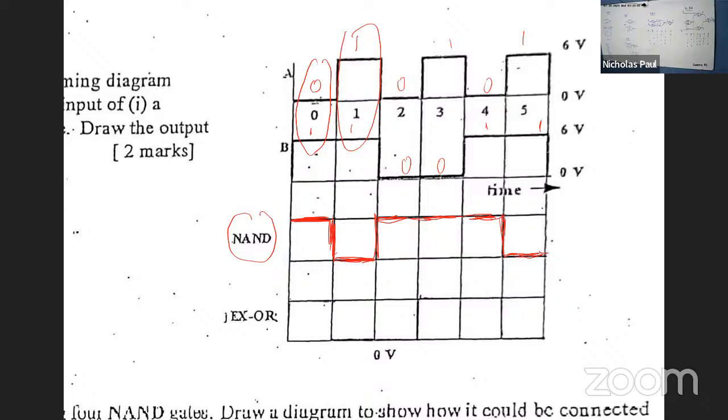So 0, 1 is high. 1, 1 is what? 0. 0, 0 is 0. 0, 1 is 0. 1, 0 is 1. 0, 1 is what? 1. And then 1, 1.